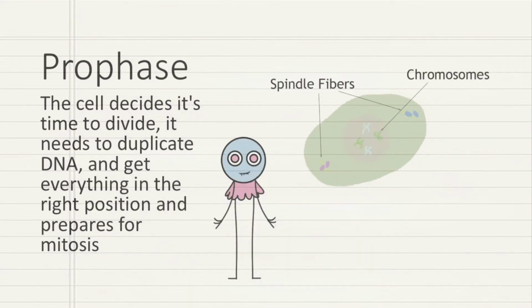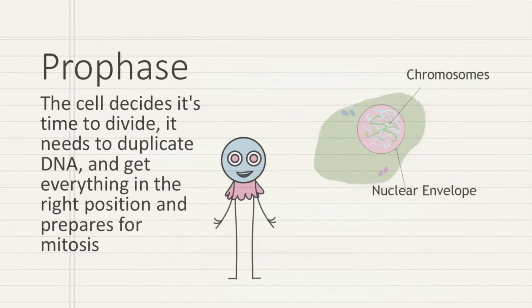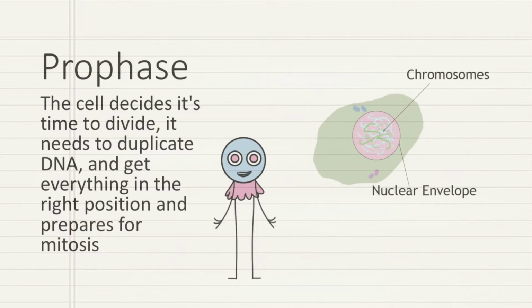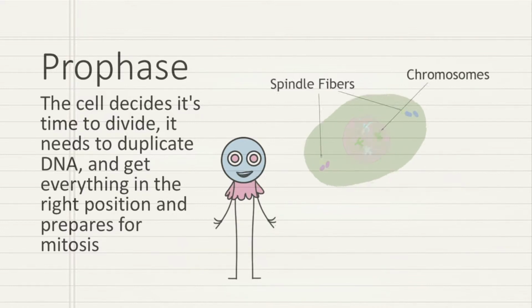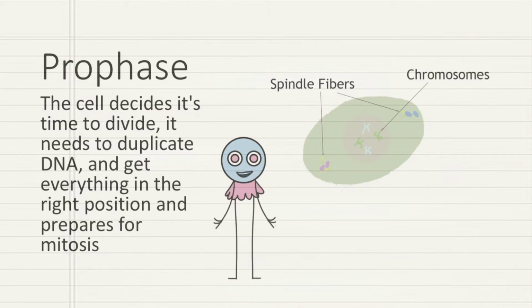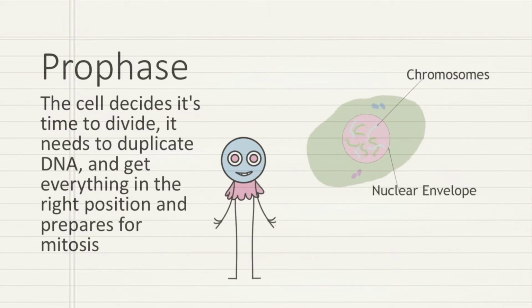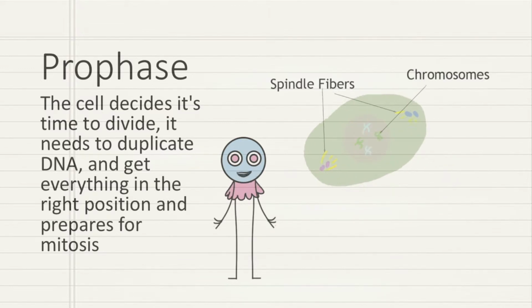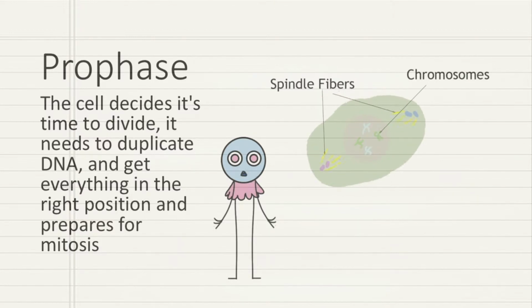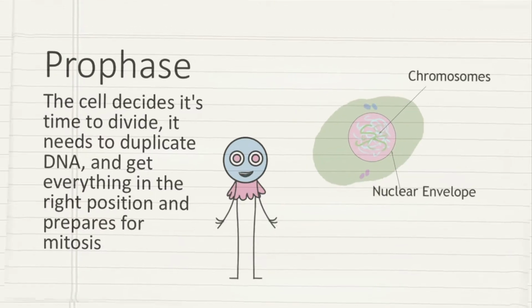Prophase is the first phase of mitosis, when the chromosomes are visible and the nuclear envelope breaks down. The cell decides it's time to divide. It needs to duplicate DNA, get everything in the right position, and prepare for mitosis. The nuclear envelope is beginning to break up. Centromeres and spindle fibers begin to form. The nucleus disappears and chromosomes consist of two chromatids connected by a centromere.